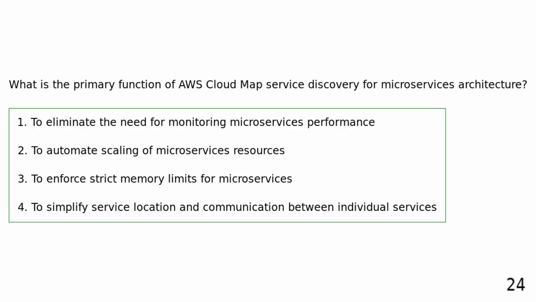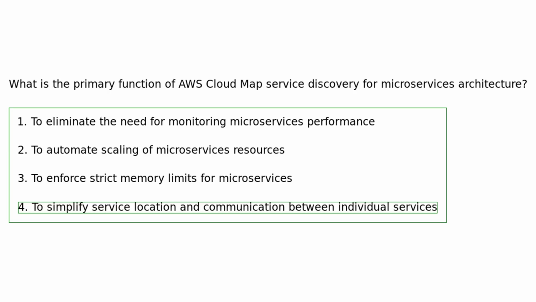What is the primary function of AWS Cloud Map service discovery for microservices architecture? To eliminate the need for monitoring microservices performance. To automate scaling of microservices resources. To enforce strict memory limits for microservices. To simplify service location and communication between individual services. The primary function of AWS Cloud Map service discovery for microservices architecture is to simplify service location and communication between individual services, ensuring efficient management and connectivity.